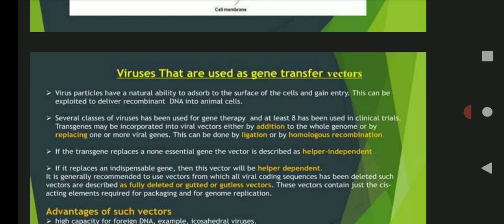This is done by ligation or homologous recombination, whereby the defective genes are replaced in a perfect mechanism. These vectors are called viral vectors, in which the disease causing property is removed, and we prepare fully deleted or gutless vectors.